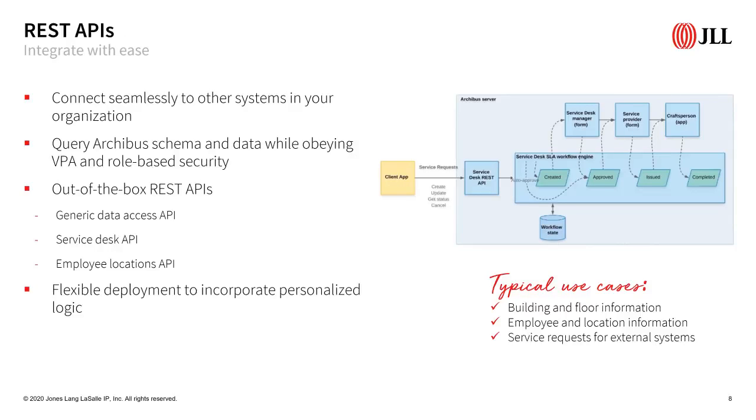The Employee Location API is designed to keep your organization's HR system up to date with Archibus data and vice versa. So when new employees join, you can easily assign them space and have their office information flow seamlessly into your HR system. All of these APIs are flexible in how they are deployed and can be configured to follow specific workflows deemed necessary to your business processes.